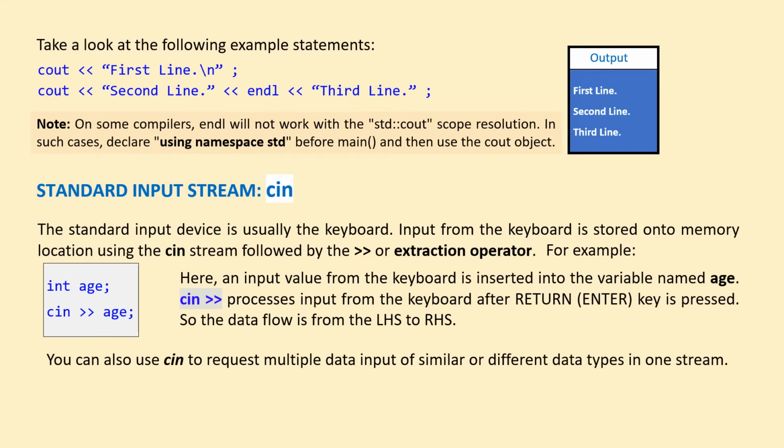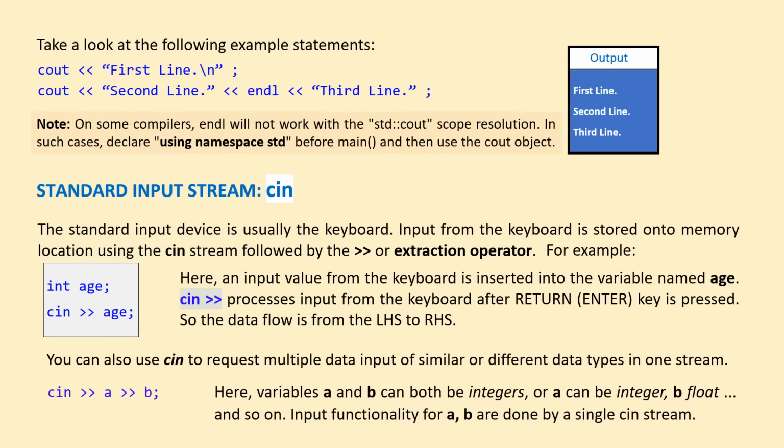You can also use cin to request multiple data input of similar or different data types in one stream. See this statement. cin extract from A, extract from B. Here, variables A and B can both be integers, or A can be an integer, B a float, and so on. Input functionality for both A and B are done by a single cin stream in this statement. The C++ manipulators.